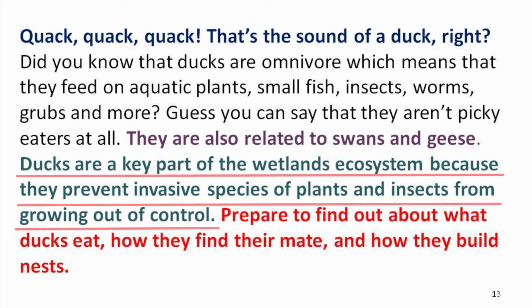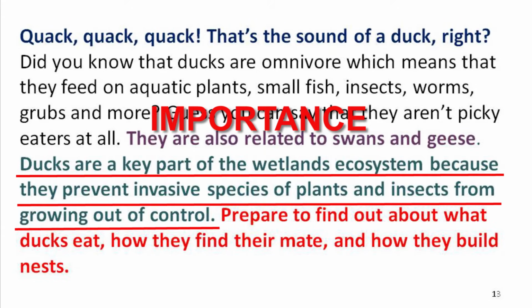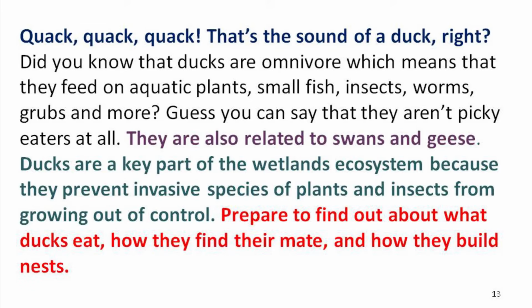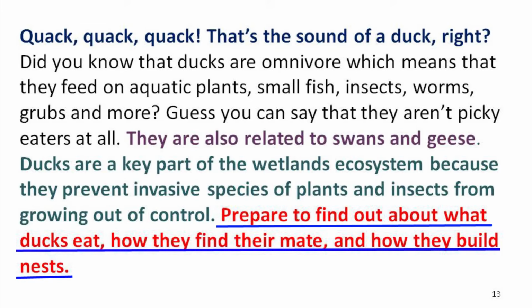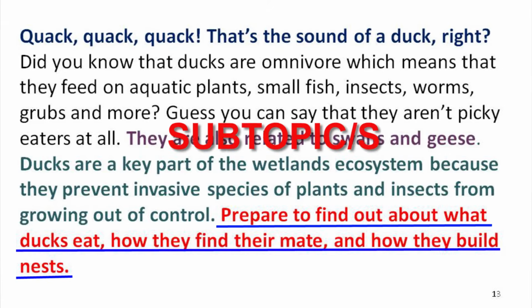And it says, ducks are a key part of the wetlands ecosystems because they prevent invasive species of plants and insects from growing out of control. So we see the importance of having ducks around in our wetlands. Then finally it says, prepare to find out about what ducks eat, how they find their mates, and how they build their nests. This is where we're referring to the subtopics. So our readers know that the rest of the body of the essay will be talking about what ducks eat, how they find their mates, and how they build their nests.